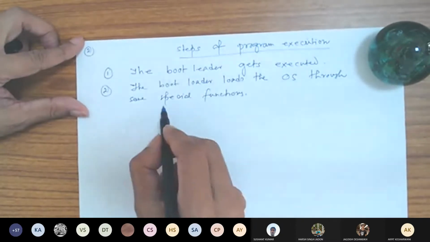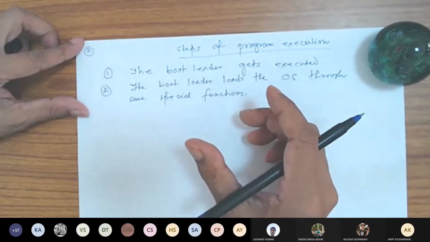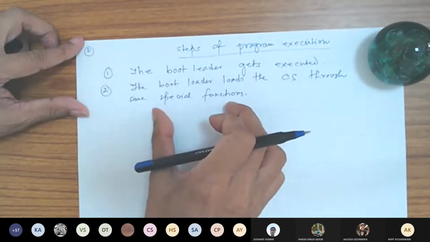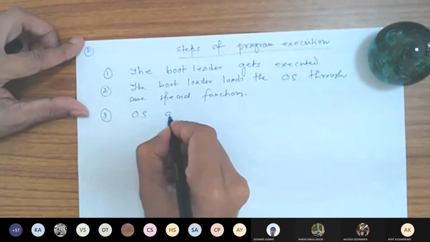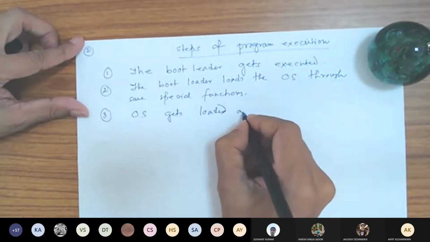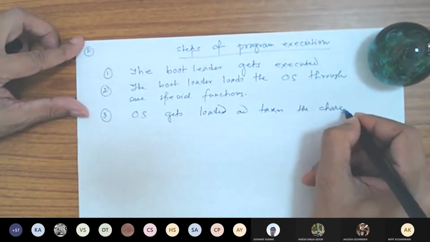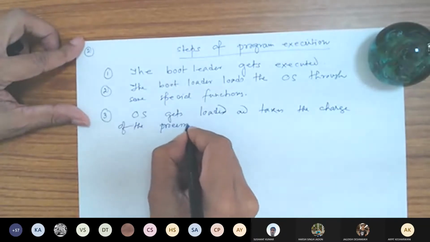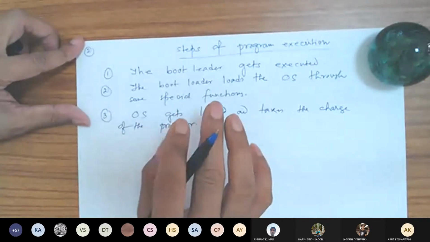Why am I writing special functions? Because it may require a larger loader. Bootloader is a very simple program. The operating system loader may require more complex operations. So that's why it may load special functions, and then those functions will load the operating system. Then the OS gets loaded and takes charge of the processor. So now the OS takes charge of the processor. Now everything is controlled by the operating system.